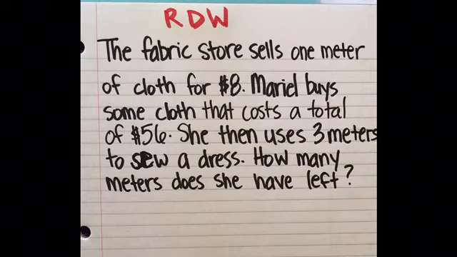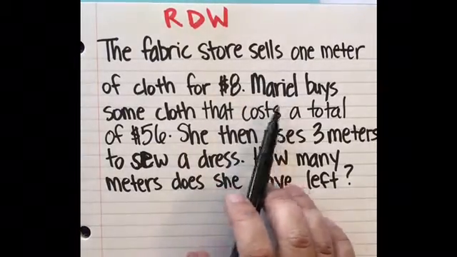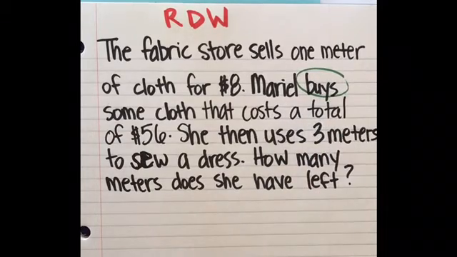So we read through it once. Now let's read through it together and think about the important information. So I know that my character is Marielle and she's buying some cloth. I can already visualize what's going on. I can see her walking into the fabric store and buying some cloth. I know that a meter is about a yard, about 3 feet long, or 100 centimeters. So I'm imagining that.